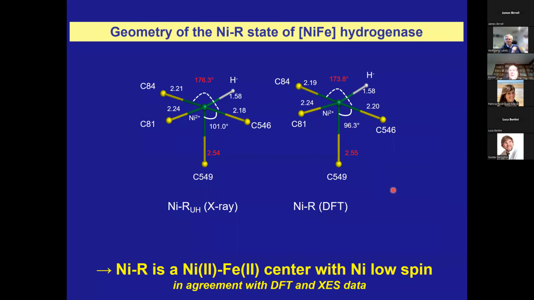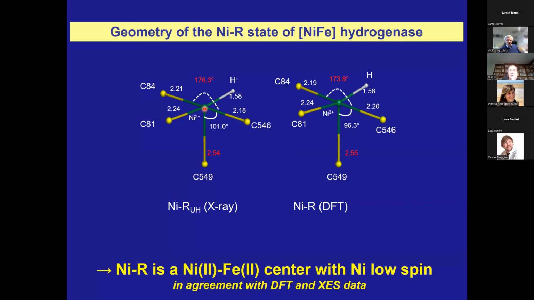There's one point I want to mention because I'm coming back to this point later. With this very high and precise structure that we obtained, one could clearly see that the nickel is in a square planar arrangement. You see all the distances here. This is our structure, and comparison with the DFT structure shows that this is in quite good agreement.